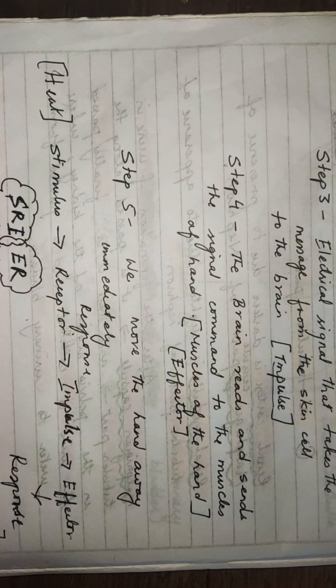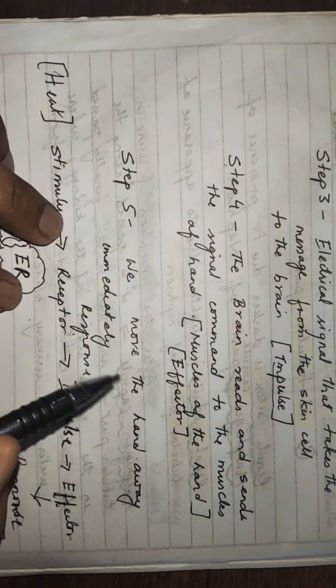All right. So let us understand what is an effector. An effector is an organ that produces a suitable response on receiving an impulse from the brain. It provides a response to withdraw your hand. And the last one is the response: movement of the body in response.